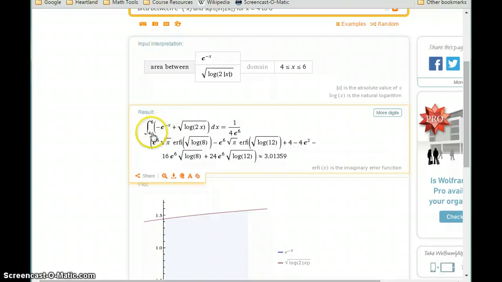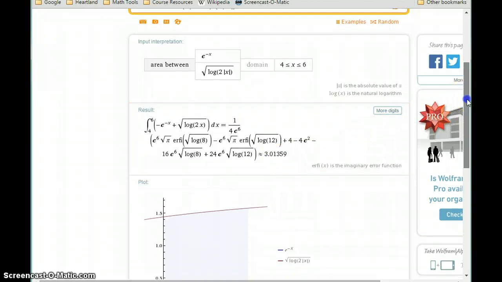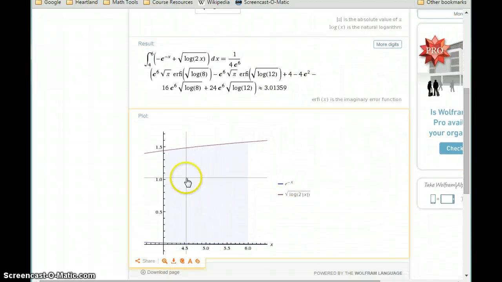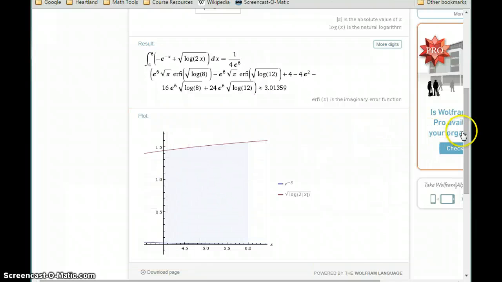So what we're seeing is some of the nasty calculations that had to go on there to get this result, but we have our area of about 3.014. And again, a picture going along showing us that area in between that we're calculating.